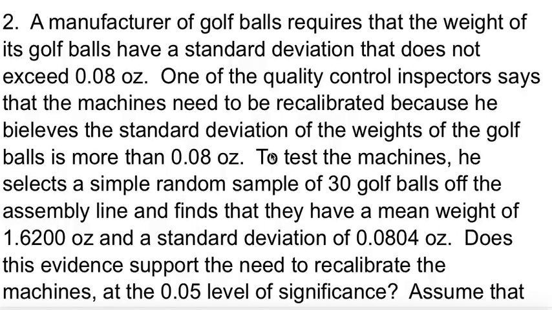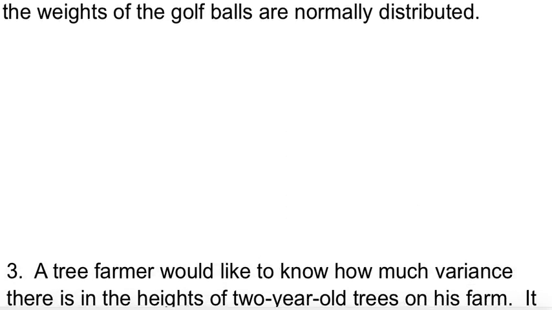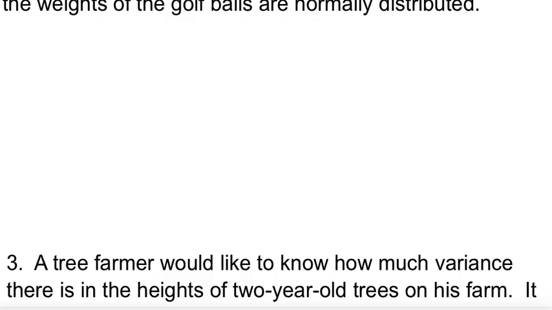But they don't want to spend all the money to adjust the machines if they don't need to. So we're going to run a test. He selects a simple random sample of 30 golf balls off the assembly line and finds that they have a mean weight of 1.62 ounces, which we actually don't care about, and a standard deviation of 0.0804 ounces. So we want to know, does that support the need for recalibration at the 0.05 level of significance? And we are going to assume that the weights are normally distributed.